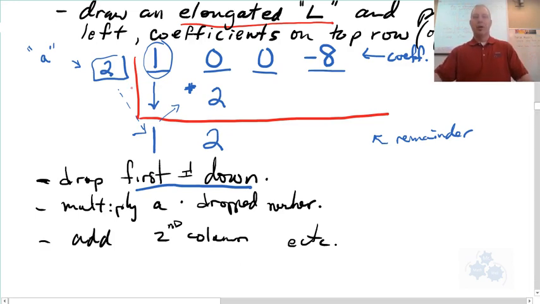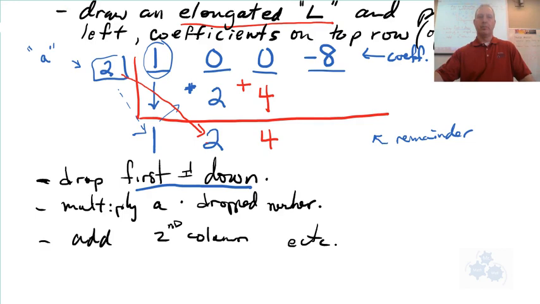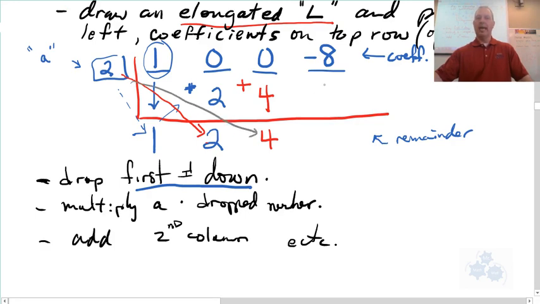Now we're going to do that again. We're going to start from the top. We're going to multiply. We've kind of dropped this down here by adding. So multiply a times this number again. So that's going to be positive 4. And we're going to add the column. 0 plus 4 is 4. And then one more time. 2 times 4 is 8. Write it down there. And then add. Negative 8 plus 8 is 0.